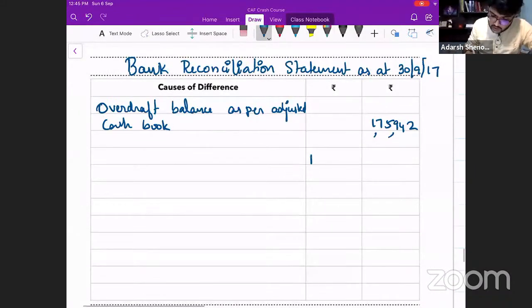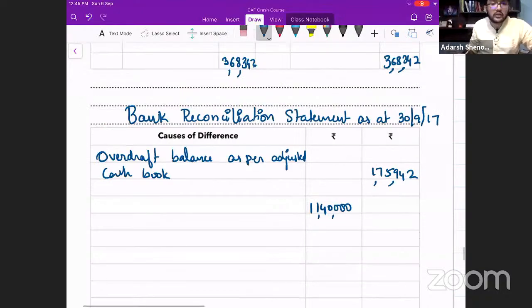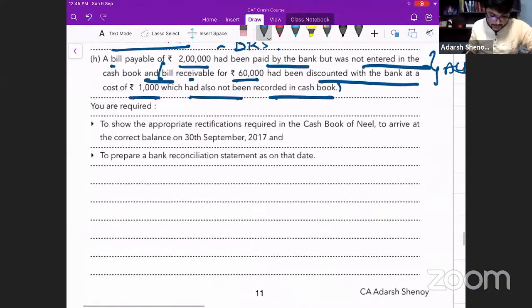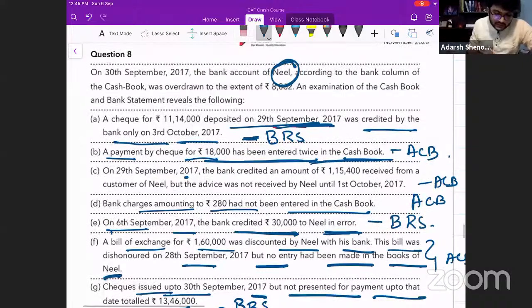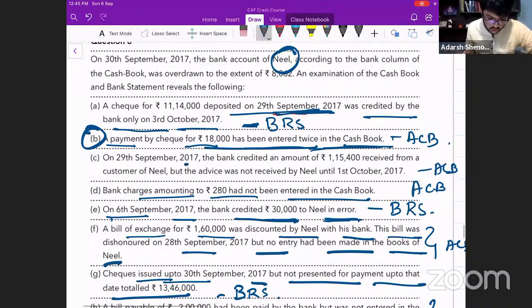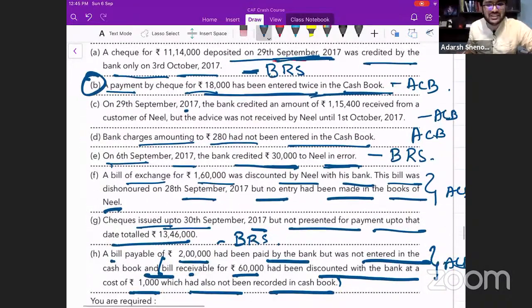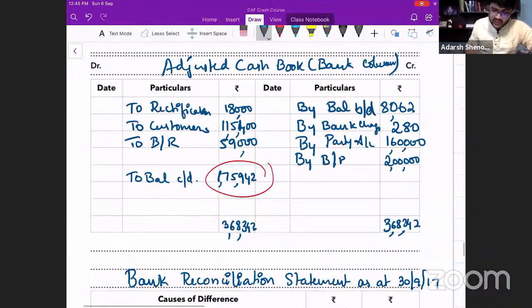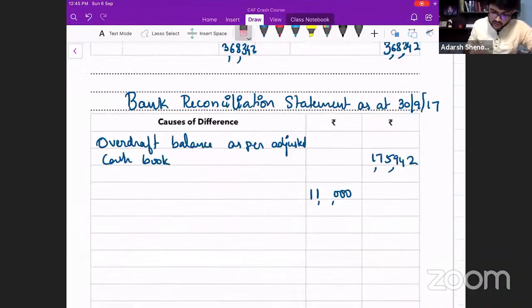How much is the amount? 11,40,000, right? 11,40,000. Correct, no? Okay. Next one. Should I consider this again? No, it has already been adjusted in the cash book, so we should not consider that. Oh, 11,14,000. When I wrote 11,40,000, you said yes, correct.